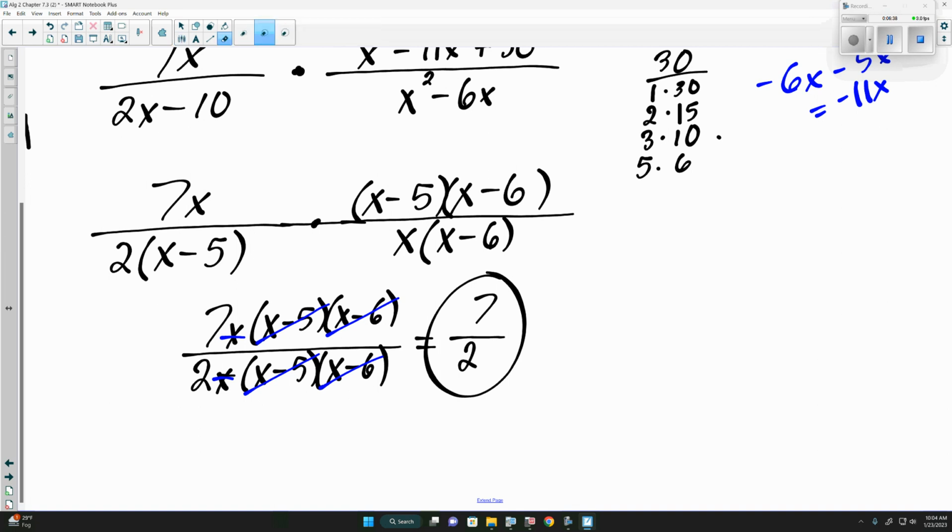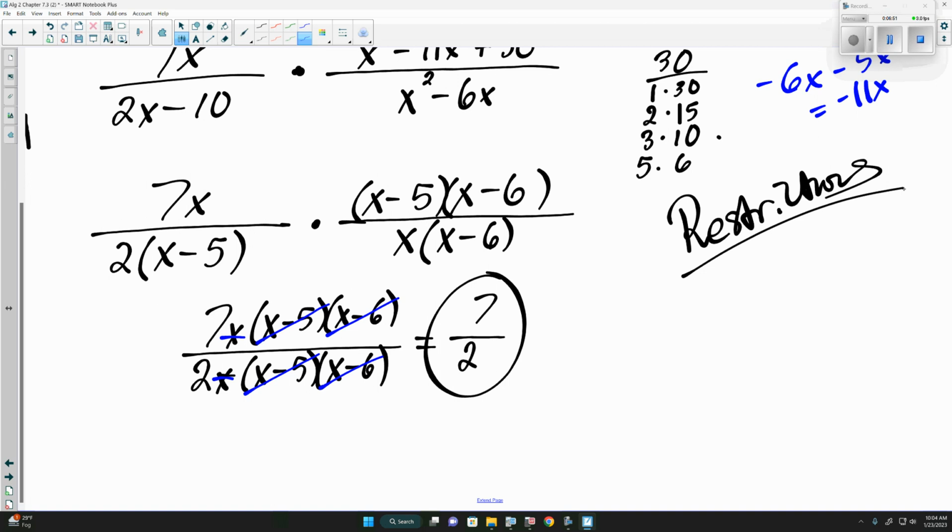Now, before we move on, restrictions. I want to talk about restrictions with this division. Because again, we've talked about restrictions before with multiplication. It's whatever is going to make the denominator be 0, yes?